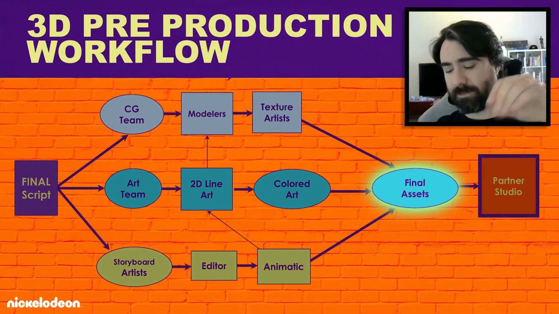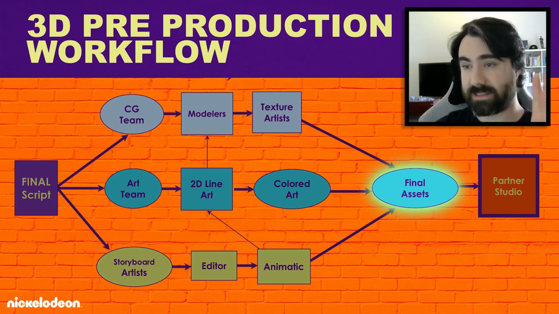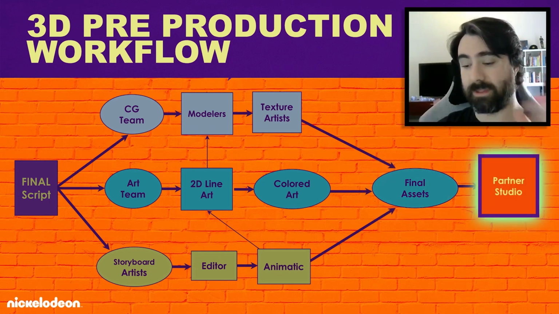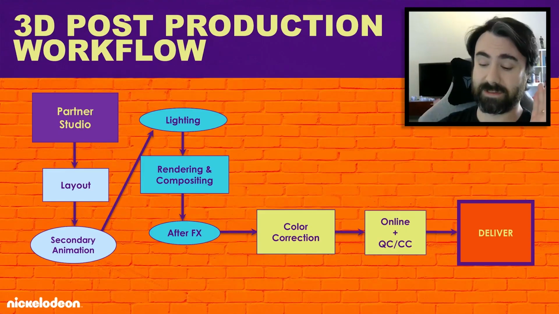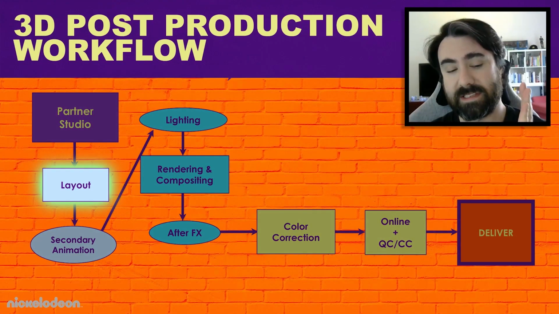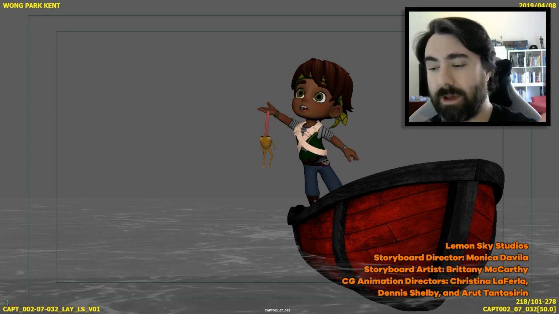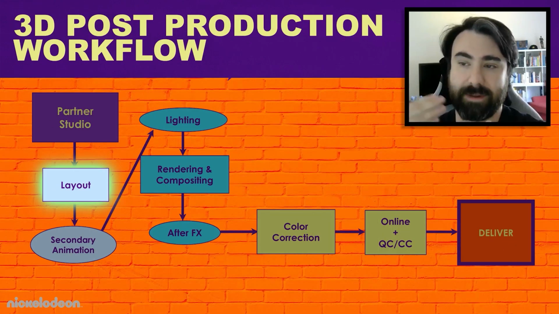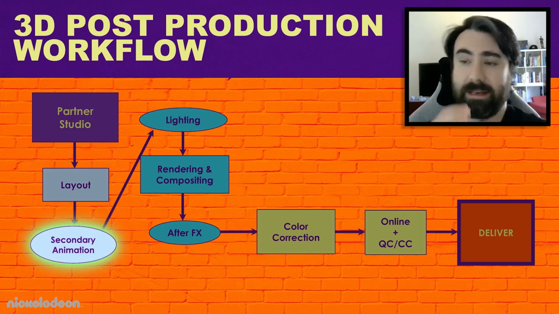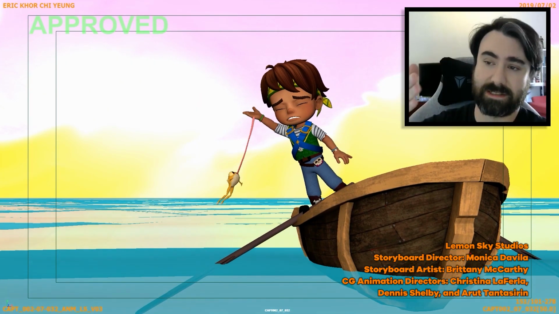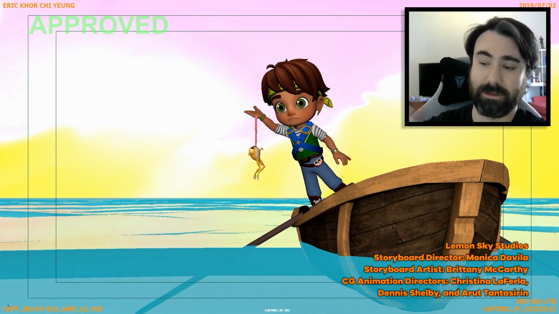Once the assets are built, they, in most cases, get shipped over to a partner studio that does animation for us. And that involves layout. They'll stage everything in the scene and have very rough blocking for what the scene looks like and camera direction. That will come back to us. Somebody like Robert will review that animation and send them notes. That becomes a first animation pass. It'll come back to him again, he'll give them more notes, and it comes back as secondary animation. At each step of the process, the animation gets a little more refined and a little better until it's approved.